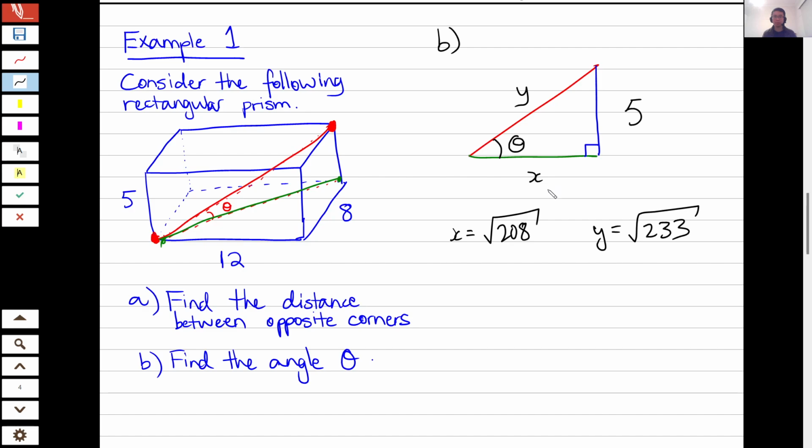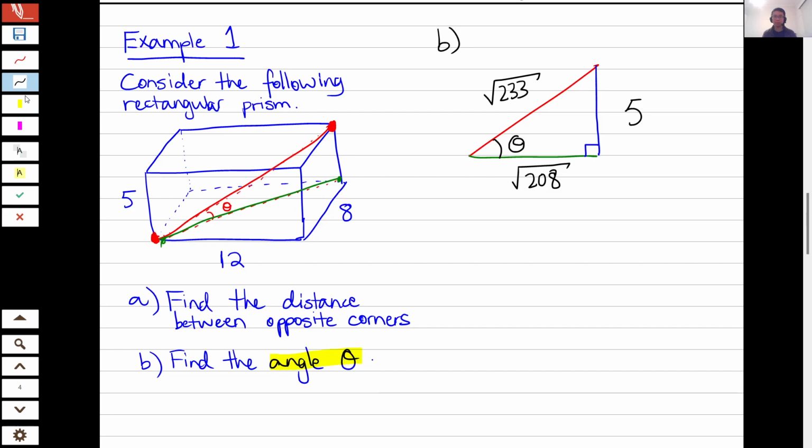So to make this diagram clearer, I'm going to get rid of x and y. Don't be upset if you've already drawn the triangle, that's fine. So root 208 here and root 233 here. And our goal is to find the angle theta. We have all three sides, so we can use either sine, cos, or tan, it doesn't matter. Since sine is first in the acronym, let's use sine.